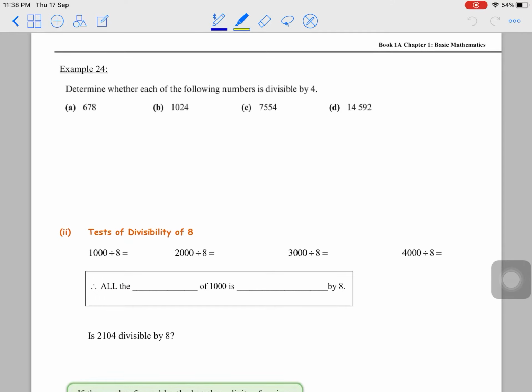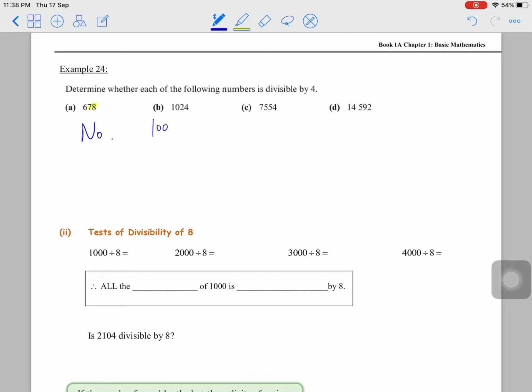So let's check whether it is divisible by 4. 678. We just check the last two digits because 600 must be divisible by 4. So we check whether 78 is divisible by 4. You check, and it should not be. Then this one is not divisible by 4.